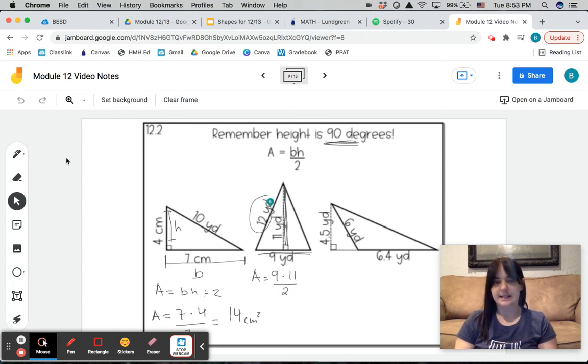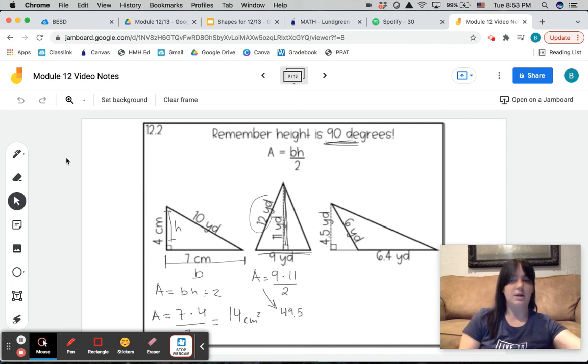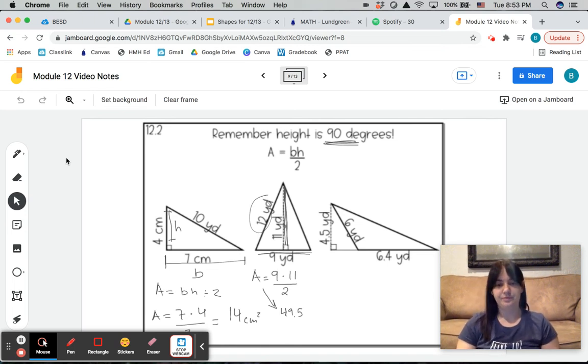This 12 doesn't matter. We don't even need it. We have all we need to know. So now our area equals 9 times 11 is 99. And then 99 divided by 2 is 49.5. If I'm wrong, come and find me and tell me, but I'm pretty sure I did that in my head, so I'm pretty sure that's right. Oh, and we need our yards squared. Remember, yards squared.